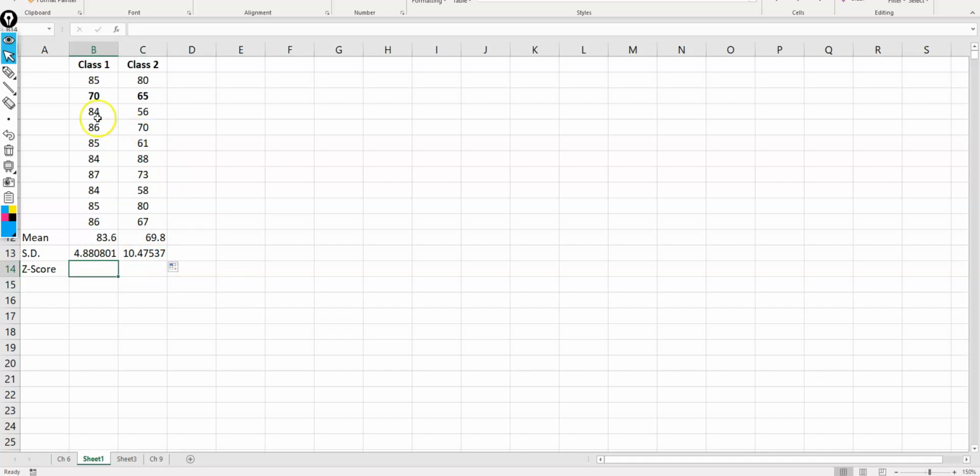Now for the z-score for the score of 70, we just have to evaluate 70 minus the mean, which is in cell B12, and then divide by the standard deviation, which is in cell B13. And there we go. There is our z-score: negative 2.79.